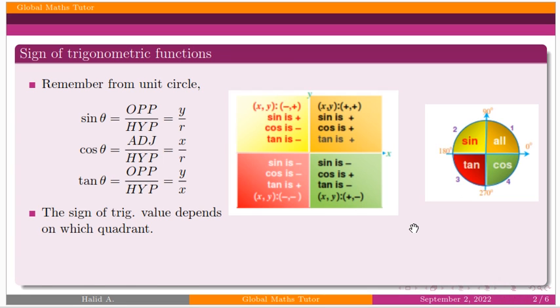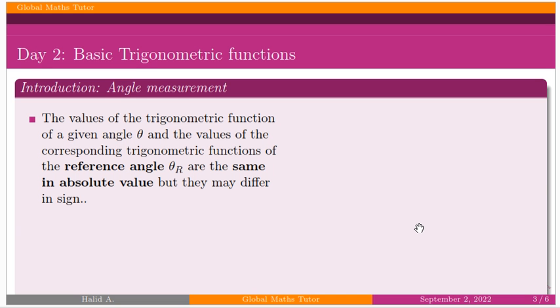So you can memorize it simply using "All Students Take Coffee." It means All for quadrant 1, all are positive. Students, S, it is sine. For quadrant 3, Take, so only tan will be positive, and Coffee, so C, it means cos. So using this you can easily memorize it. So the sign of a trig function can be found using this.